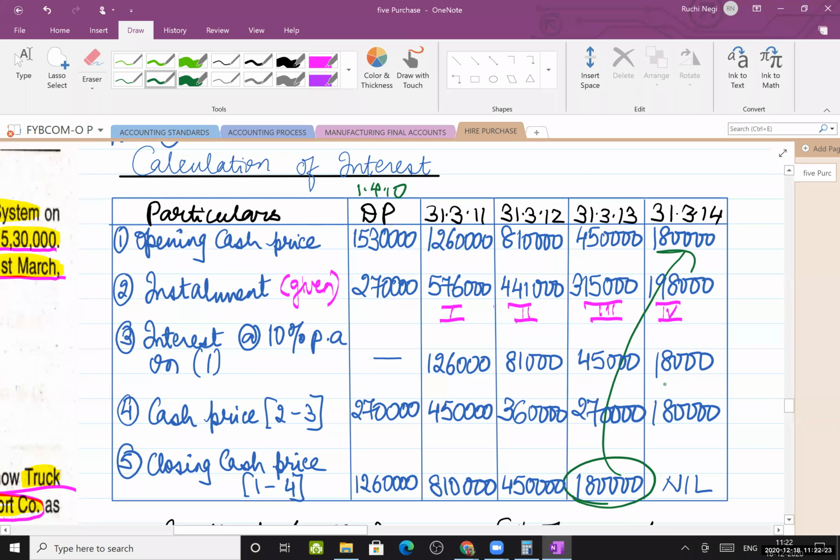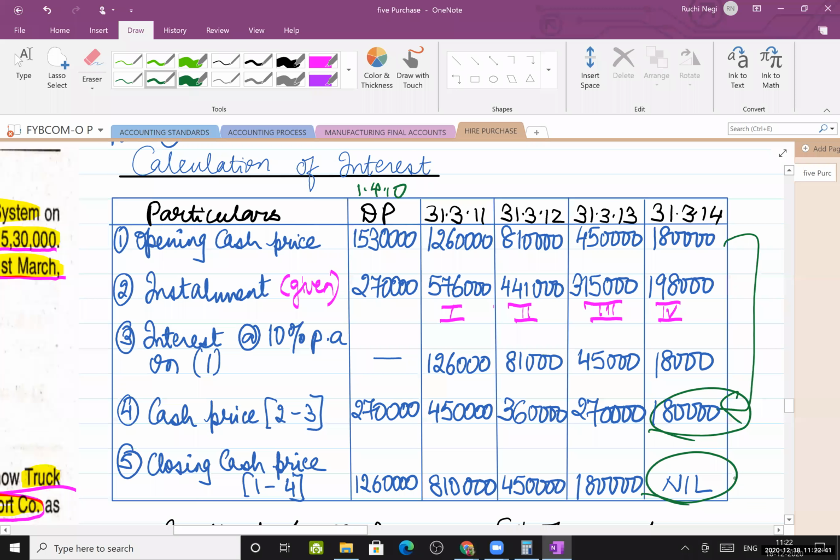So 1,98,000. So how much will be the balance? 1,80,000 minus 1,80,000 is 0, nil.